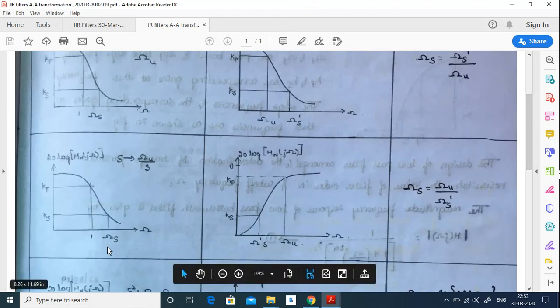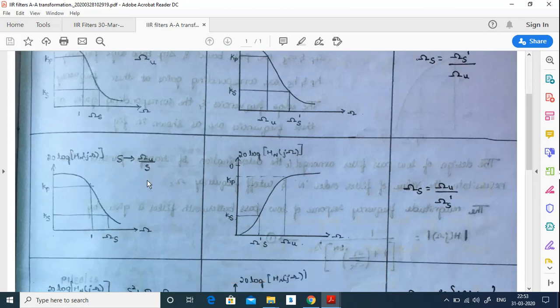The same principle applies even for the high pass filter. That is, if you want to design a high pass filter, then design a normalized low pass filter wherein omega p is equal to 1 radians per second, then use this particular transformation, that is S has to be replaced by omega u by S. This is for analog to analog transformation, remember this. For Butterworth there is a slight change, we'll check that when I discuss that particular problem.